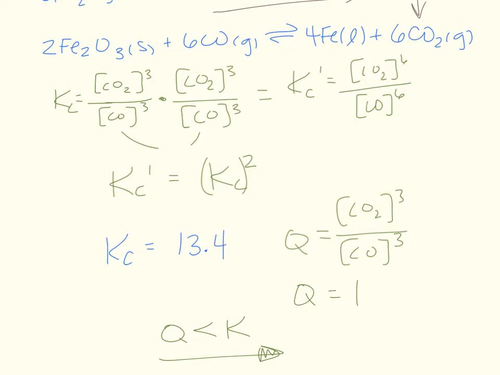If you want to think about it conceptually, Q needs to get bigger. It needs to get up until it becomes 13.4, and the only way to make this number bigger is to increase the product and decrease the reactant. So this has to go down, and that has to go up. If we do that, then this number can get bigger until it reaches 13.4, and so that's why we're going to go towards the product, because the product is in the numerator of Q.